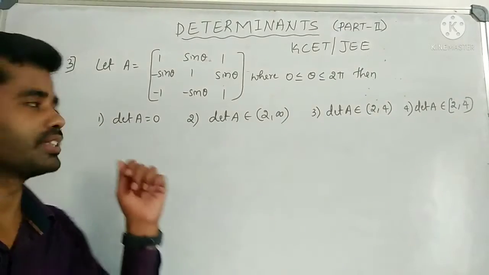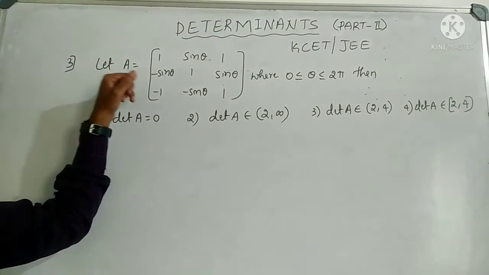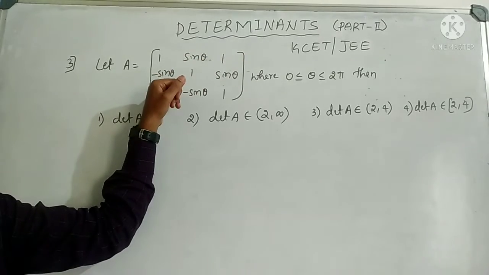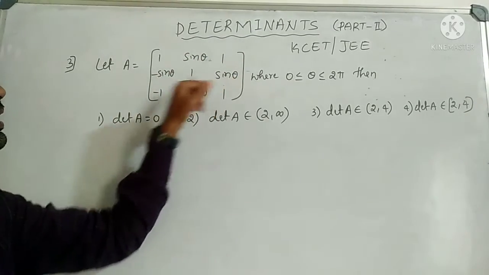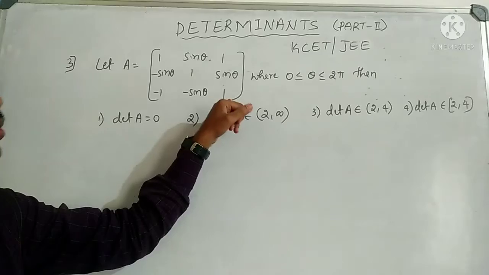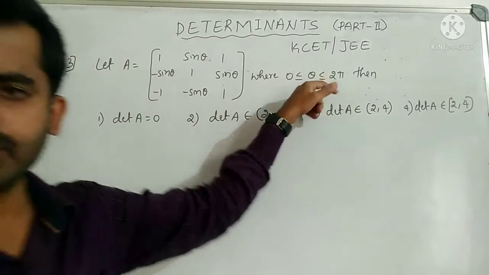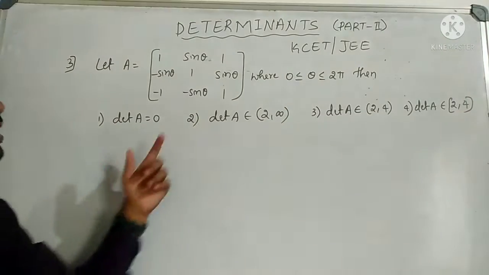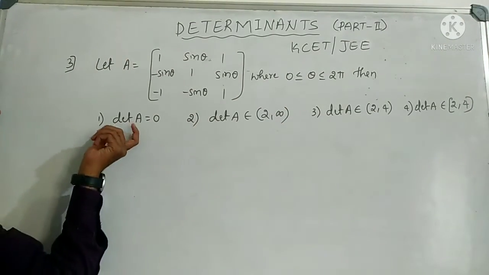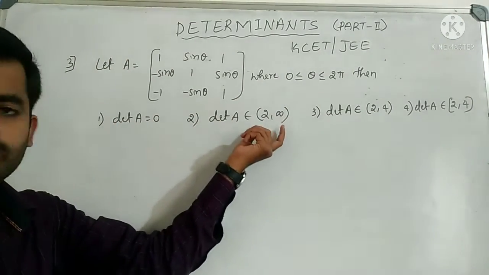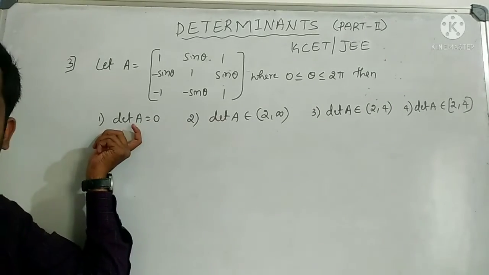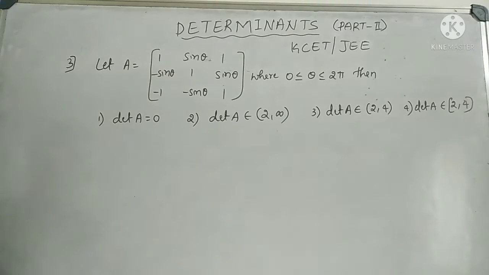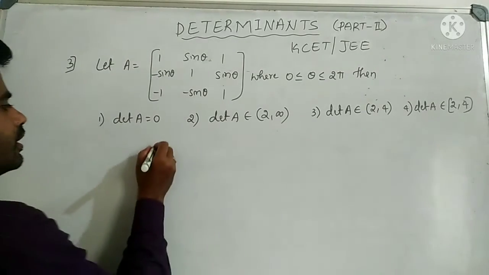Next, the third question. Let A be the matrix with rows 1, sin theta, 1; minus sin theta, 1, sin theta; minus 1, minus sin theta, 1, where theta lies between 0 and 2 pi. What is the value of the determinant they are asking? Indirectly, it asks whether the determinant lies in an interval or the determinant value is 0. Now I will find the determinant of this one.